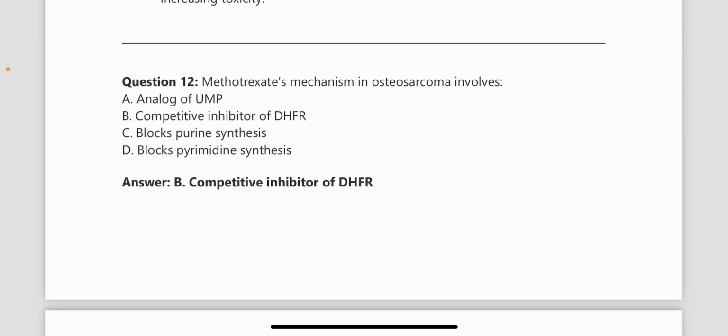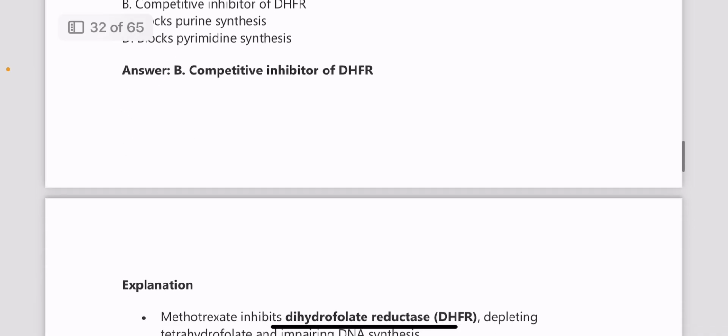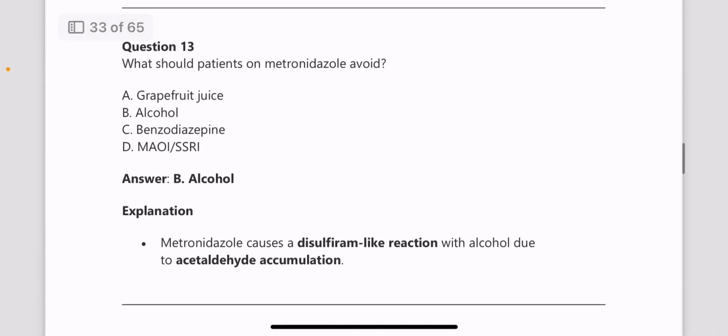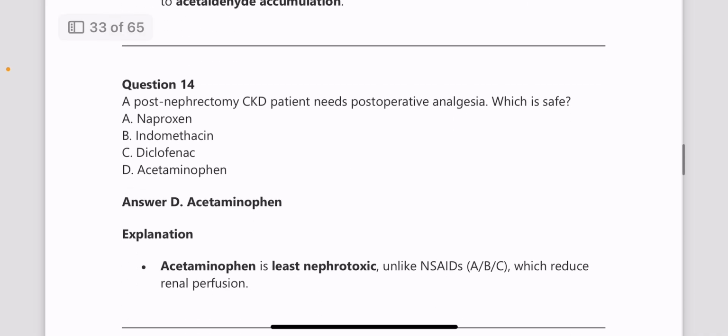Next question, methotrexate's mechanism in osteosarcoma involves. Answer is competitive inhibitor of dihydrofolate reductase, depleting the tetrahydrofolate and impairing the DNA synthesis. Next question, what should patients on metronidazole avoid? Answer is alcohol, because metronidazole causes a disulfiram-like reaction with alcohol use because of the acetaldehyde accumulation.